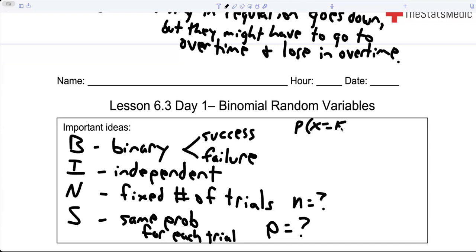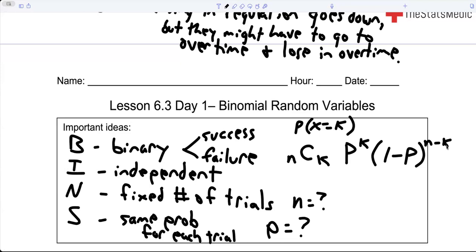Okay, so this is the formula. Probability that X equals K, where we have some outcome. So we have N choose K. We have the probability of success, P raised to the K. And then we have the probability of failure, 1 minus P, and this is raised to the N minus K.